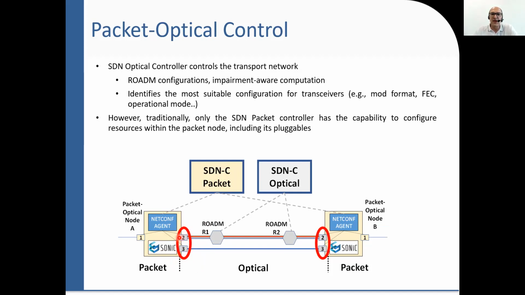the issue is that the configuration of this transceiver should be done taking into account the transmission performance, meaning you need to configure the modulation format, the forward error correction, the wavelength, many parameters that need to be defined by the optical controller, which is aware of the impairments and of the network resources in the optical domain. But the optical controller doesn't have access to this box. And at the same time, the packet controller, which has access to this box, doesn't know how to efficiently configure modulation formats or wavelength because it is not aware of the optical resources.